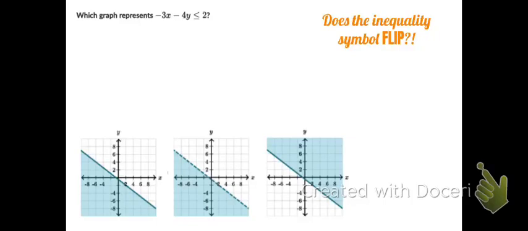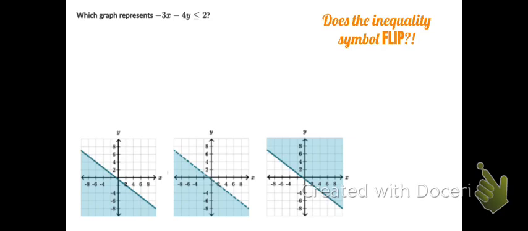Here I'm going to go over graphing inequalities to help you with the specific questions you're going to see on the Khan Academy. So this is a type of question you're going to see, and if you notice, the lines are all in the same place. You really just need to pay attention to whether the line should be solid or dashed, and whether you're shading above or below the line.